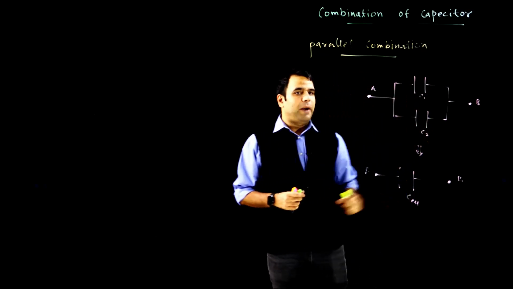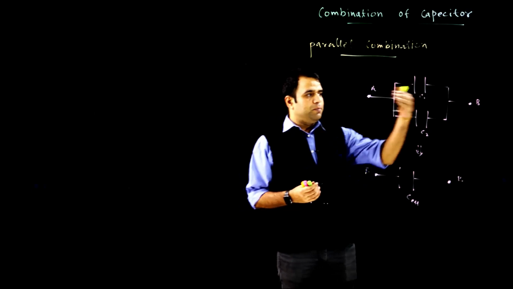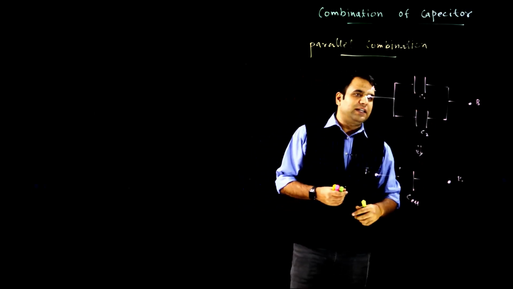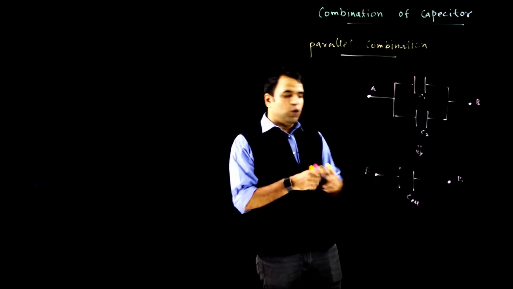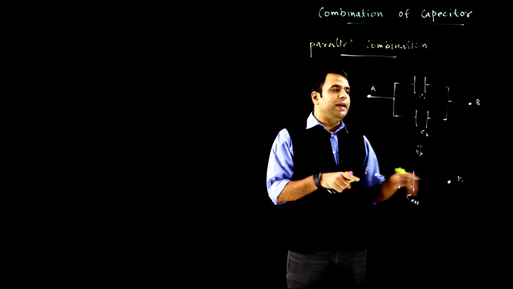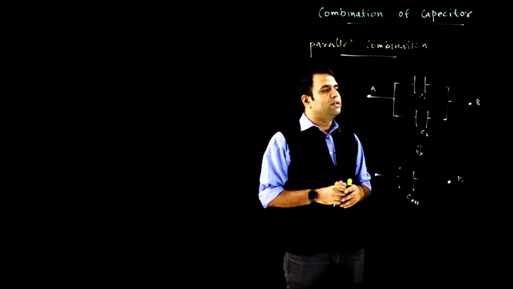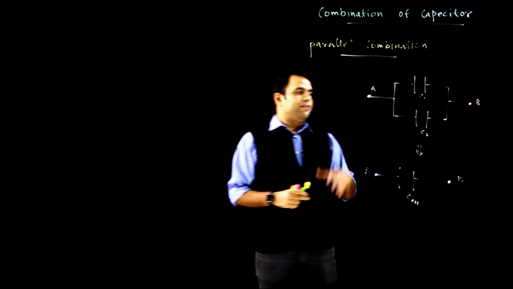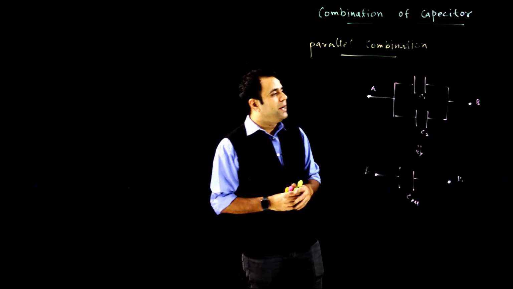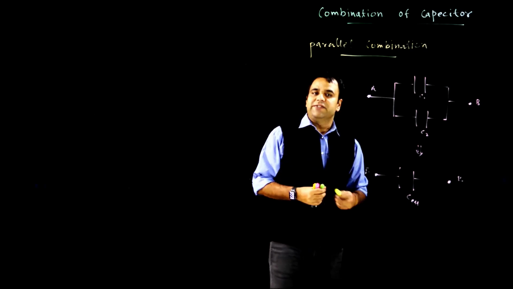Okay, so this is your parallel combination, and I want to replace this combination with this one, C effective. But in both cases, the voltage across the whole assembly as well as the total charge passing through the whole assembly should remain constant if the system is to remain the same. So we want to calculate C effective in this case.